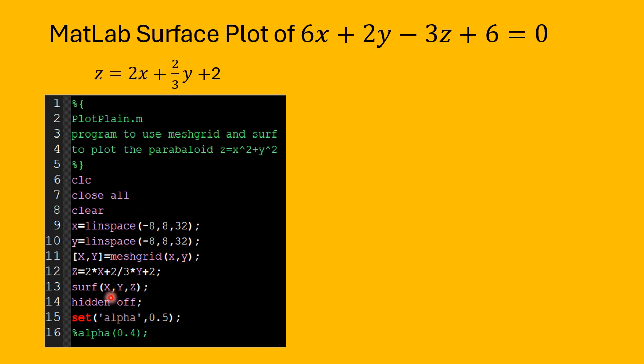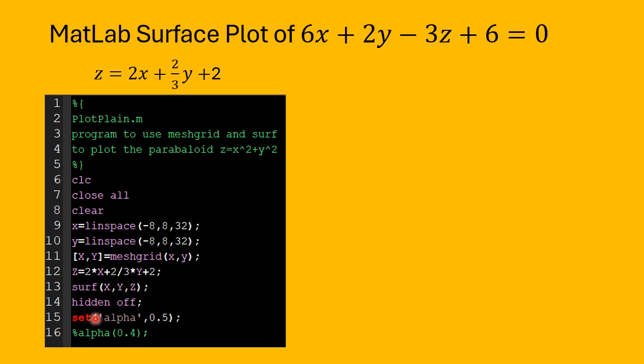We put in hidden off, probably don't need that. That was because of another program that was run earlier, I guess. Set alpha to 0.5. This probably works in MATLAB, but I don't think it's implemented in Octave yet. And this is just a comment. It was another command that I tried and commented out.